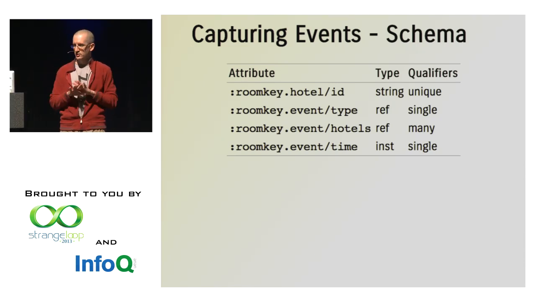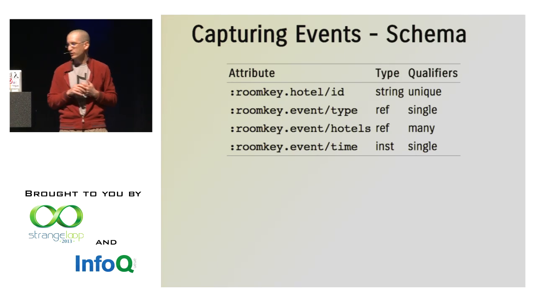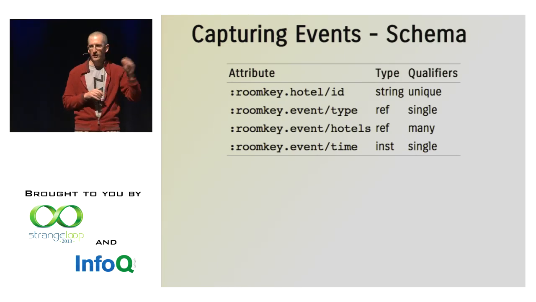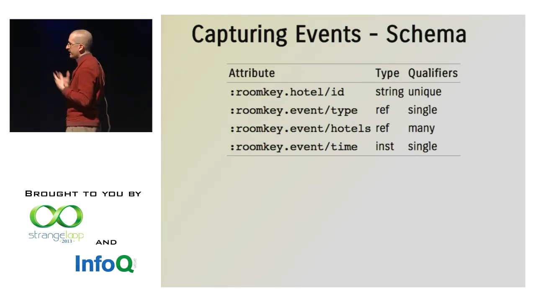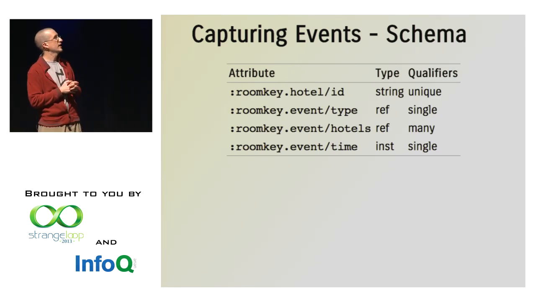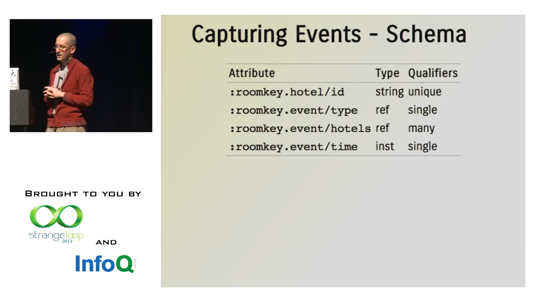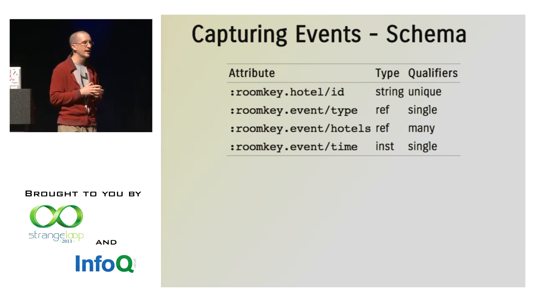But it's just convention. There's nothing in Datomic that actually prevents you from saying this entity, which conceptually models an event, has an attribute of roomkey.hotel/ID. You could do that. It wouldn't mean anything, but Datomic's view is, we'll let you say anything you want to, even if it doesn't necessarily make sense in the context of your application. And that flexibility actually turns out to be a real asset.